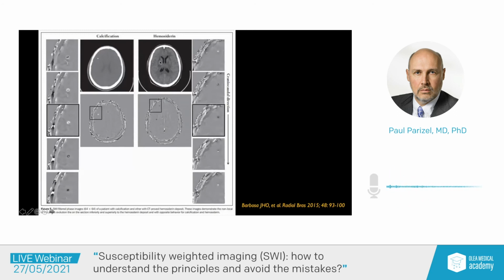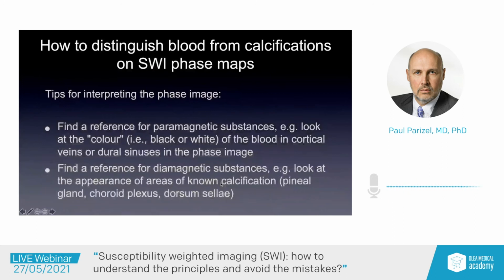But you can see that the behavior of the calcium, depending on the sequence and the machine that you use, is quite different, oscillating between high signal and low signal, and here it is oscillating between low signal and high signal at the bottom. Now, how can we distinguish?